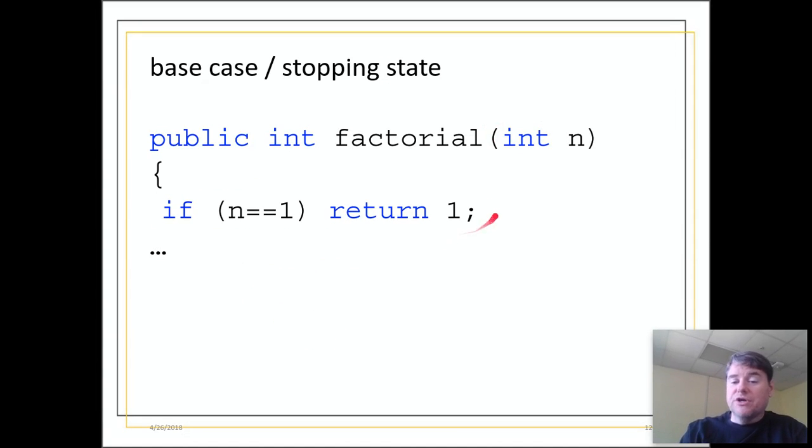But eventually, if you were to call factorial and pass it in a 1, it knows immediately that the answer is 1, and it just returns 1. So this is our base case. It's very important that you have a base case, and it's usually the very first thing in the method. It is, how do we stop? That's very important that you figure that out.